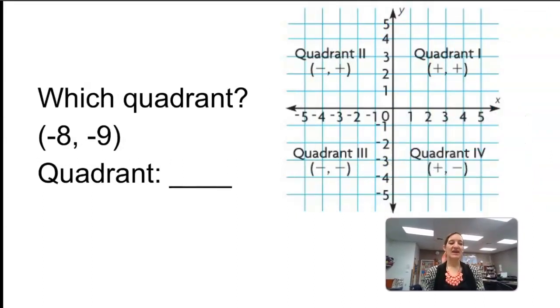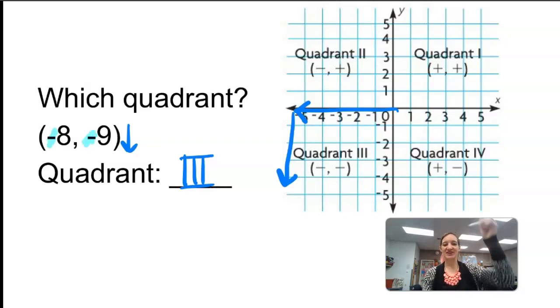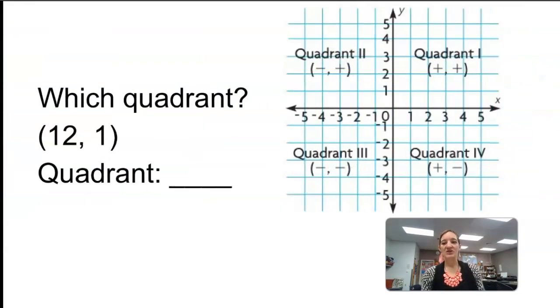Which quadrant is (-1, -8, -9)? Well, -8 is negative, so we would go this direction. And then -9 is negative as well, so we would go down, meaning we would be in quadrant 3. Okay, remember I talked about how all of the negative numbers are going to find themselves in quadrant 3, and that proved true with this negative, negative. Which quadrant is (12, 1)? So where would two positives be? Well, positive x is to the right, and a positive y is up. So we would find ourselves in quadrant 1.